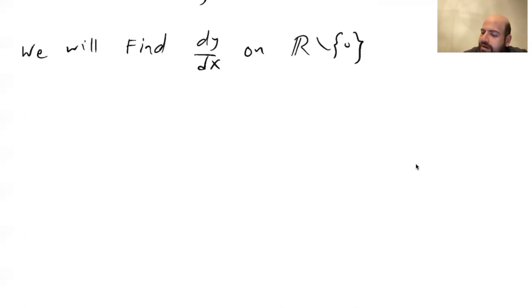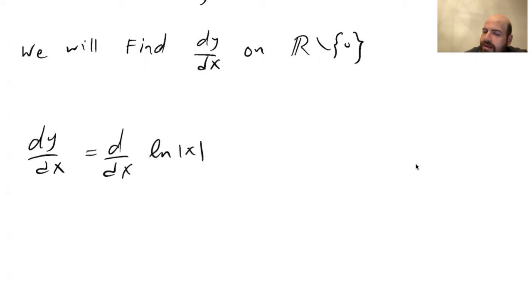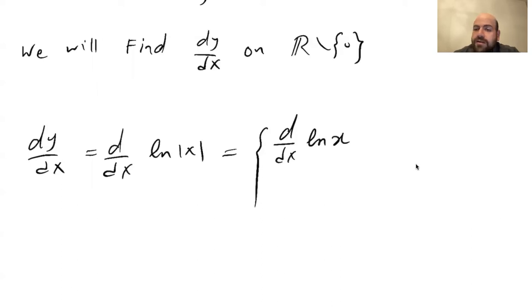So what is dy/dx now? We want to find it on the set R minus 0. So now dy/dx, that means d/dx of ln of absolute value x. Now, if I want to get rid of the absolute value, I know that x is in R minus 0, which means x is not equal to 0. So it's either positive or negative, right? So if it's positive, what will be the output of absolute value x? If x is positive, then absolute value x will be x itself, right?